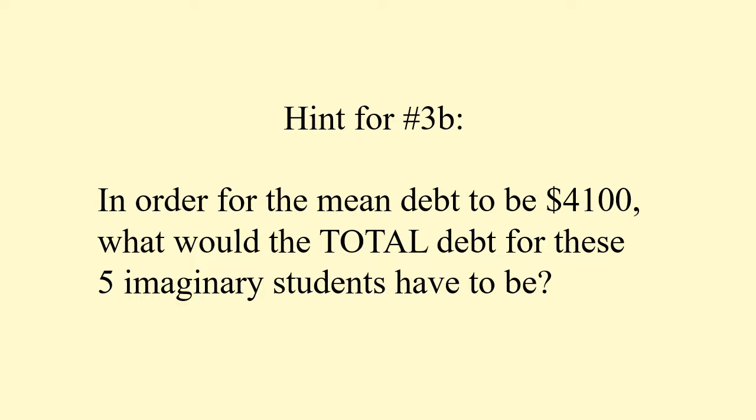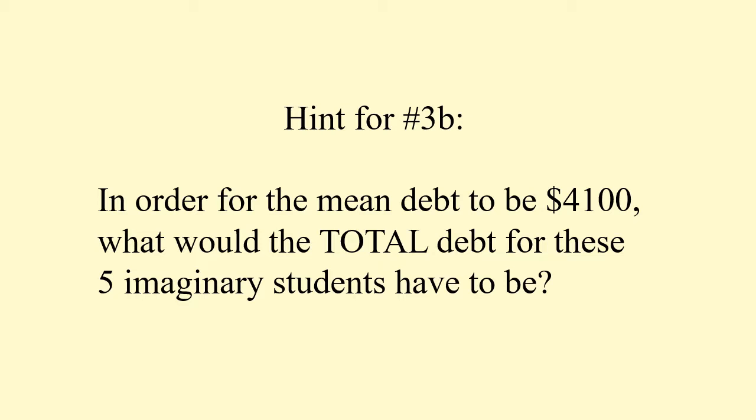Number 3B asks you to come up with a list of students whose mean debt is $4,100. And this means come up with your own. Don't just copy one that's already there in the book. Come up with your own list of students. And the debt of the individual students can be anything you want it to be. The only caveat is that the mean of those values needs to be $4,100.